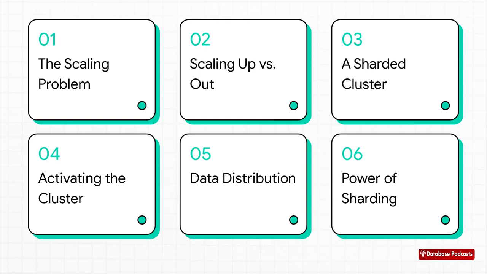Here's what we've got on tap. We're going to start with the why, the big problem that every growing app eventually runs into. Then, we'll look at the two main ways to solve it, and that'll lead us right into the anatomy of a MongoDB sharded cluster. After that, we'll see how you get one up and running, how the data magically finds its home, and we'll wrap it all up with the real power you get from sharding.